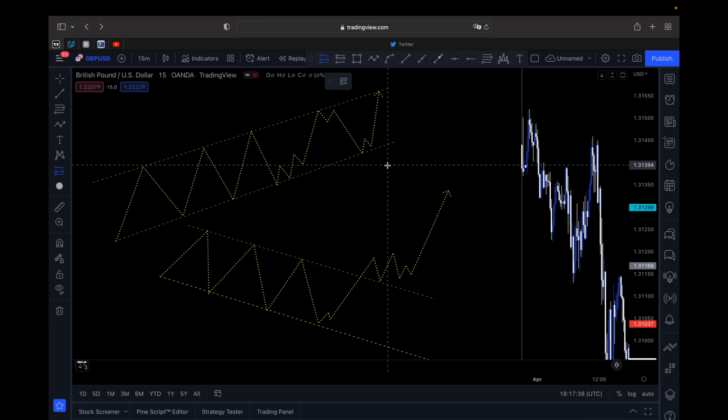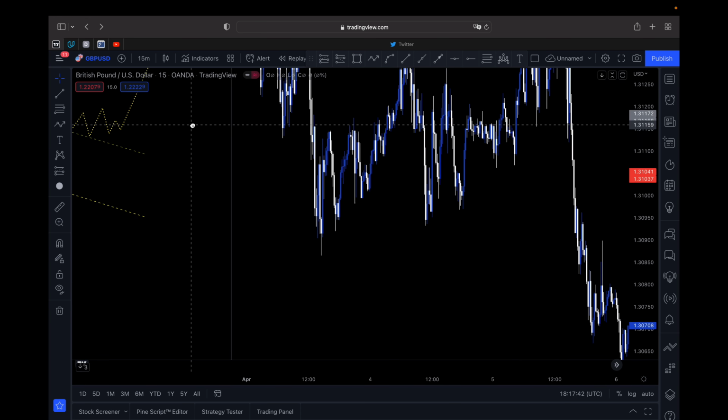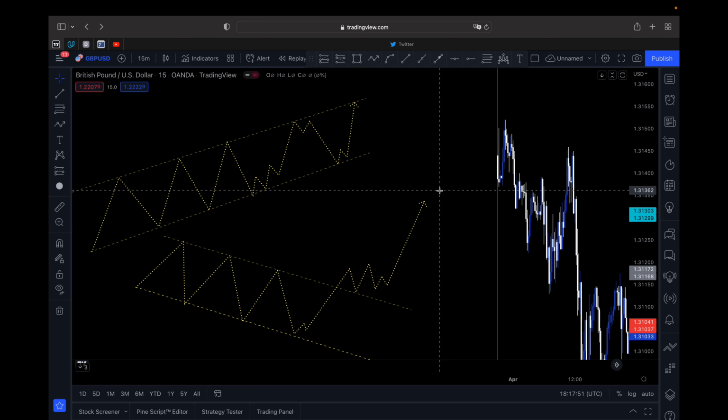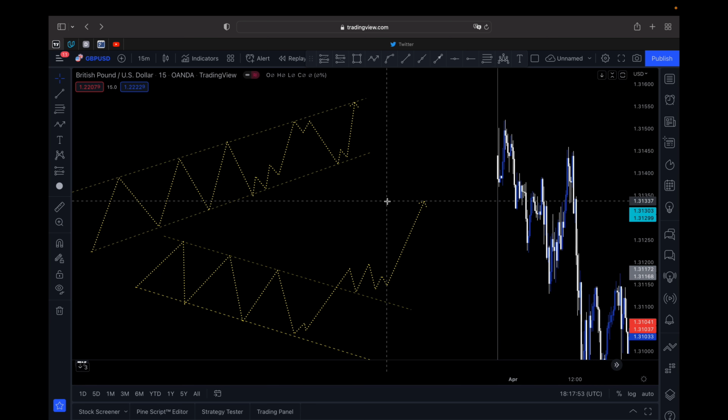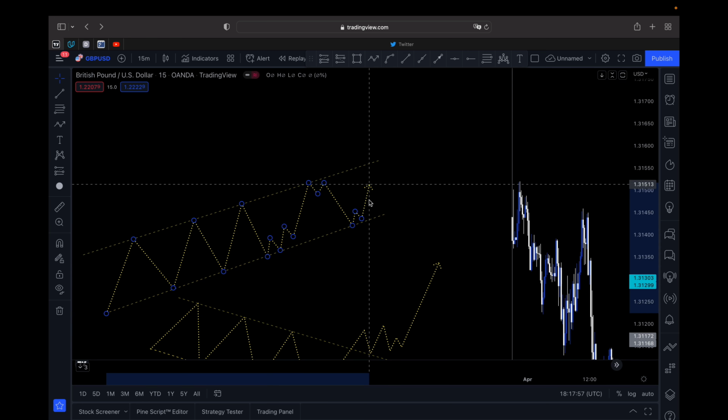This is where you take your entry, pick your entry here. You set your stop loss here or around here, to the next high. So for the bear side, the bear breakouts, the same thing goes for the bears.